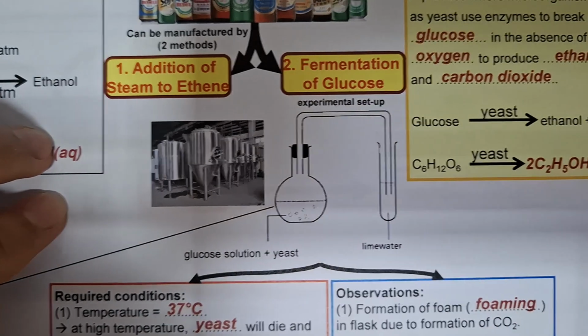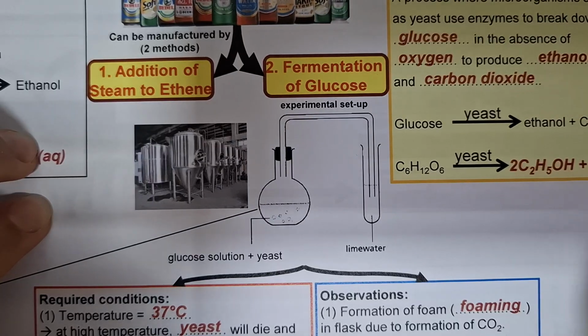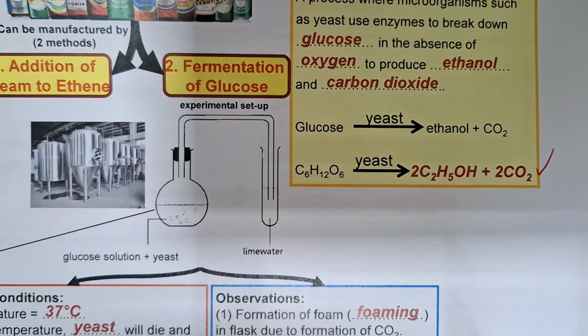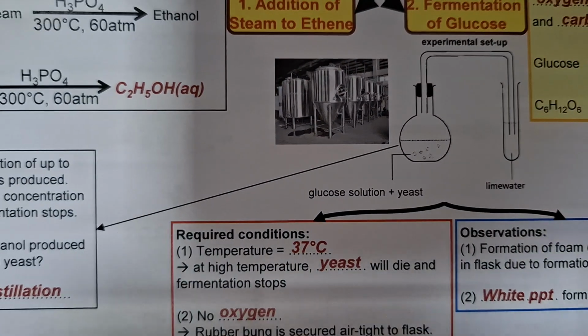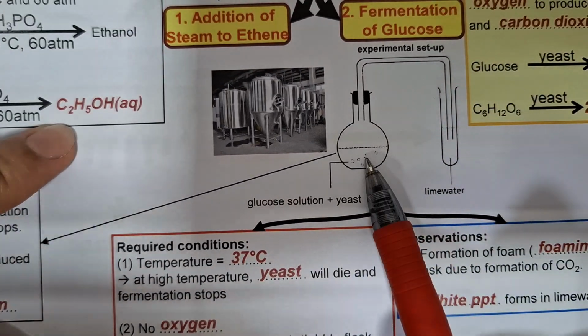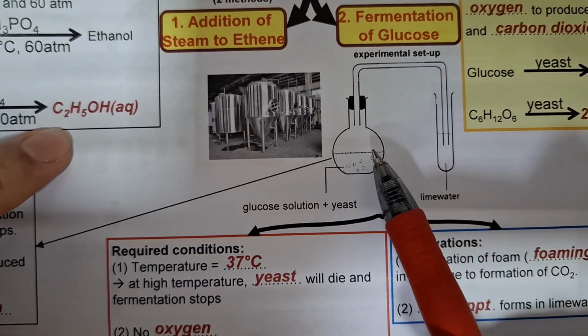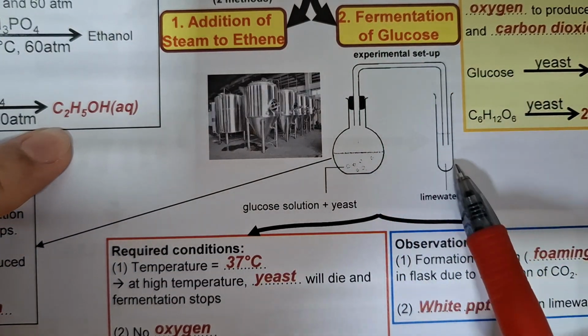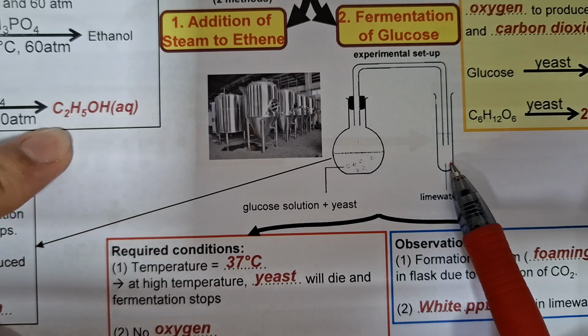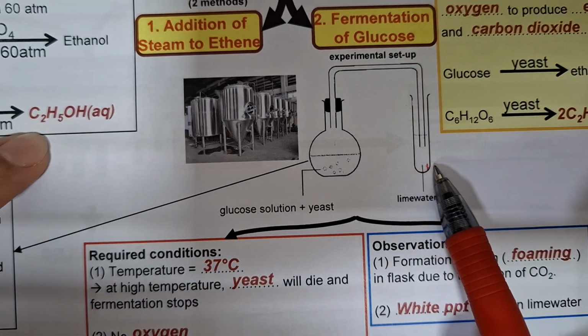Okay, so this chemical equation is very important. Must know how to write this chemical equation, very important. So this is what happened in the lab. We can simulate the fermentation, glucose solution and yeast. And then the carbon dioxide will be bubbled into the lime water. So over time, white precipitate is formed in the lime water.